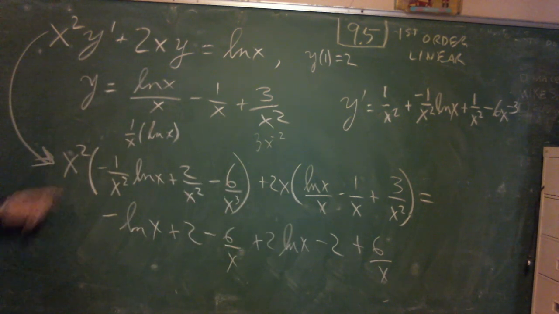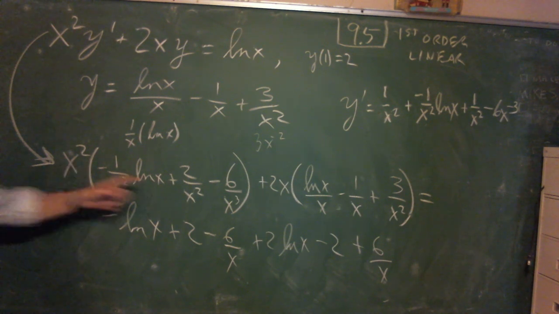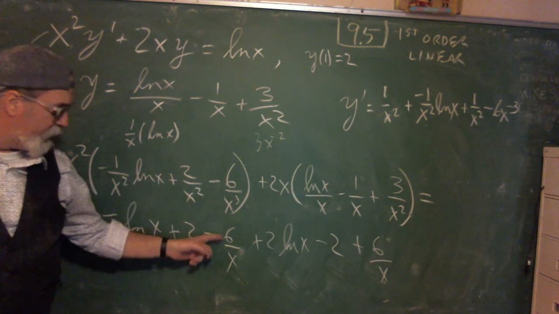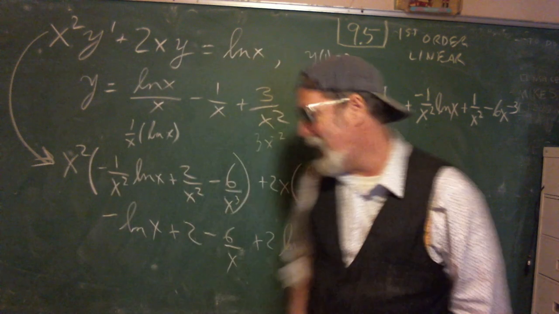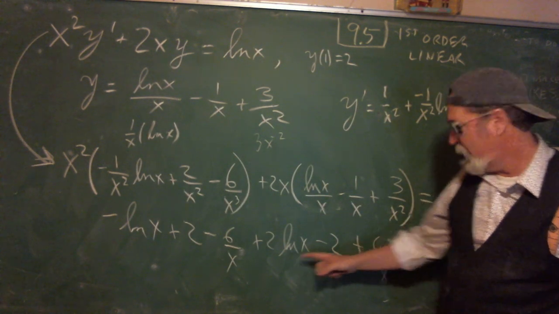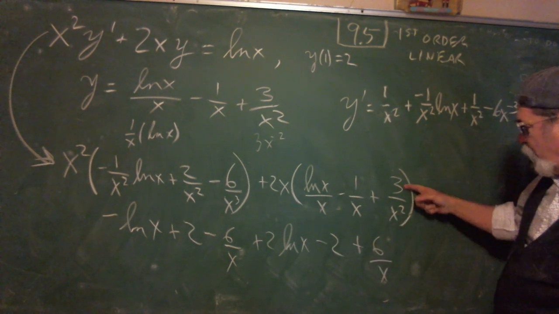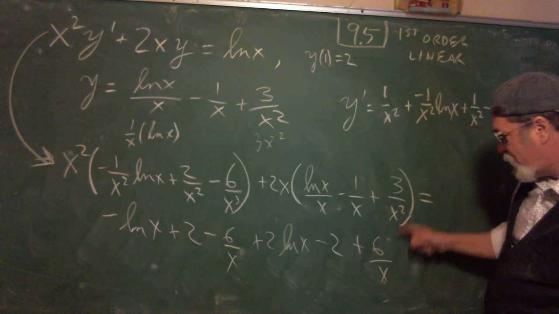Watch this. The x squareds cancel, and I have just negative natural log of x. The x squareds cancel. I have 2. And the x squared goes into the x cubed, leaving a negative 6 over x. So that's the first piece. Now look at the other side. So this piece here, the x's cancel. I get 2 natural log of x. The x's cancel. I get minus 2. And then I have 3 over x squared times a 2x. So 1x cancels, and I have 6 over x.